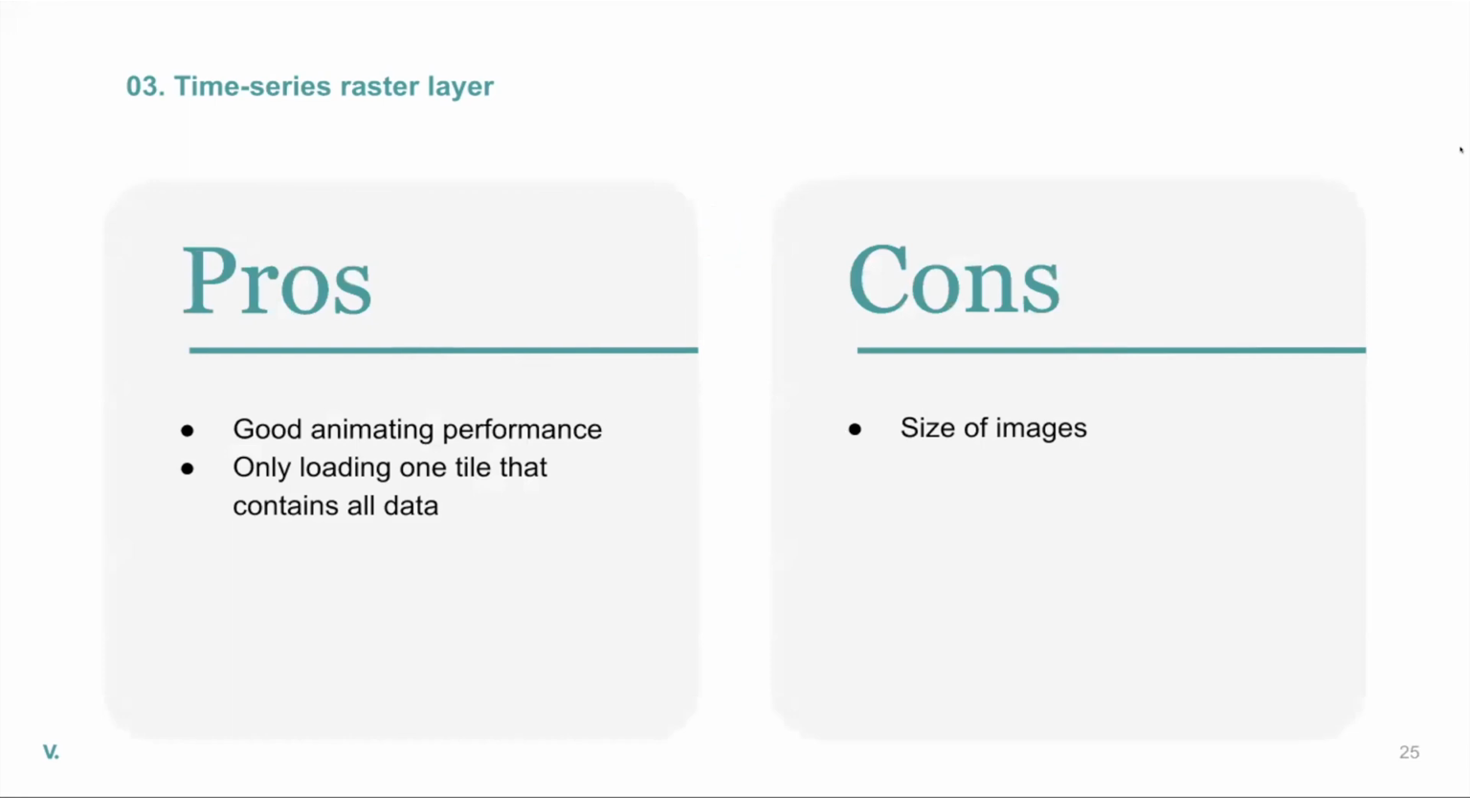The pros and cons: it has really good animation performance because you have already loaded all the images. Another pro is that instead of 640 images, you will load 16 tiles that will have all the data that you want to show. But on the contrary, we need to be careful, because if you try to load, let's imagine, 1 year of data, you will be loading 360 images in one APNG. So the size of those images could be really, really big.